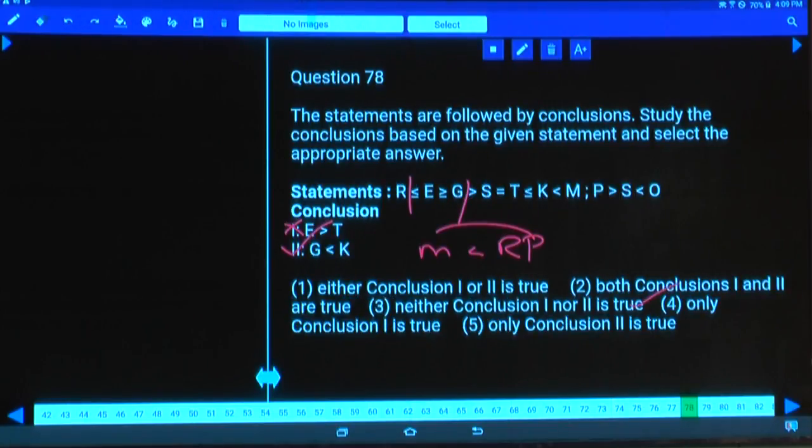Then question number 78. Now in this 78, the relation between E and T, E greater than T, definitely true. And the next one, G lesser than K. G is here, K is here, greater than, lesser than, 2 opposite symbols, that is false. Hence only conclusion 1 is true, only conclusion 1, that is choice 4.